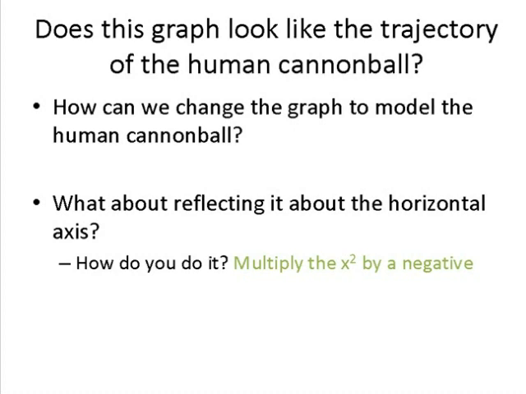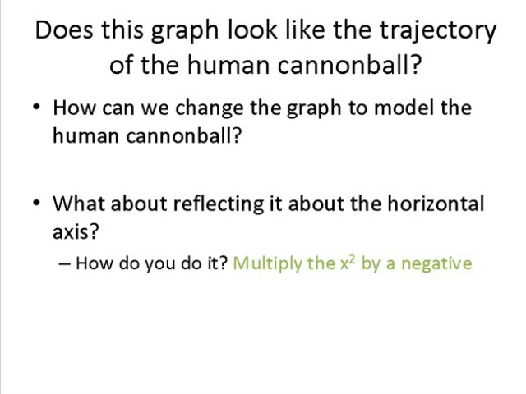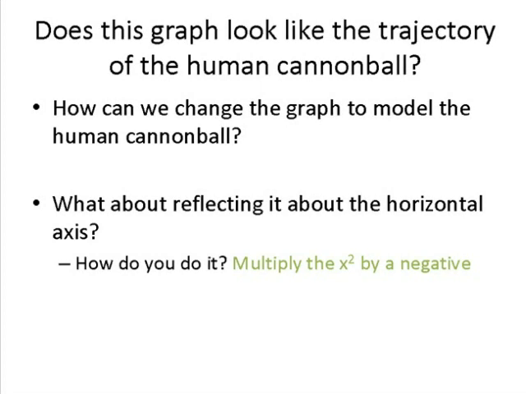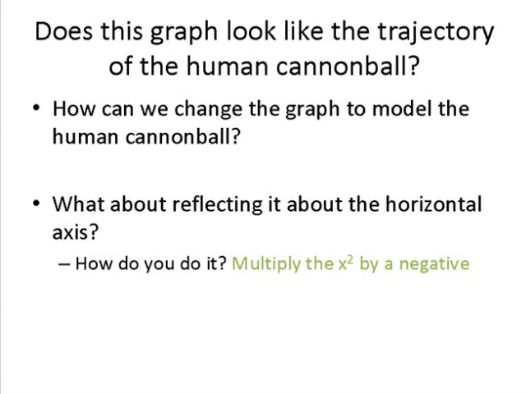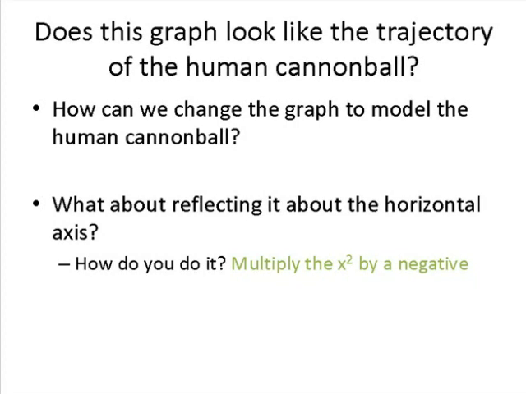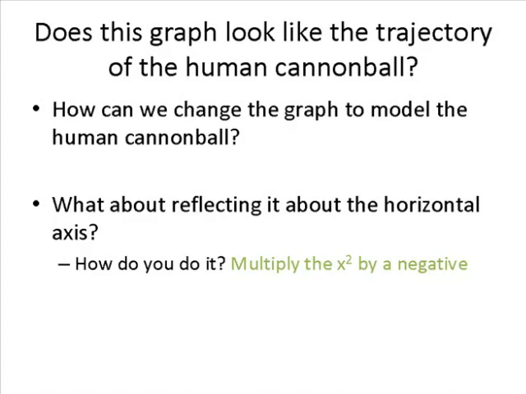So how can we change the graph to model the human cannonball? Well, we know it's roughly going to be a parabolic shape, but how do we make our parabola at least look like the right shape, where he's going up from the cannon and then going back down? Well, what happens if you decide to flip or reflect the parabola about the horizontal axis? How do you do it? Well, you simply multiply the x squared by a negative.